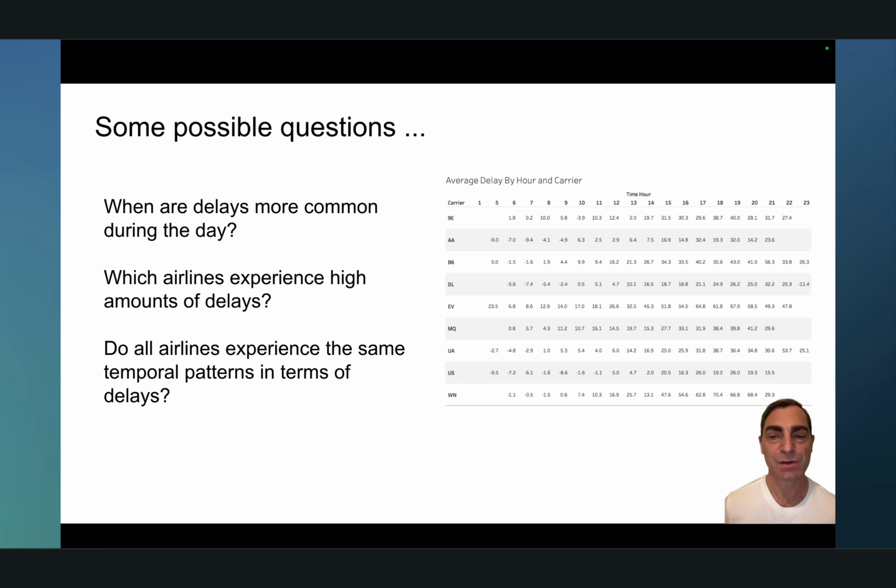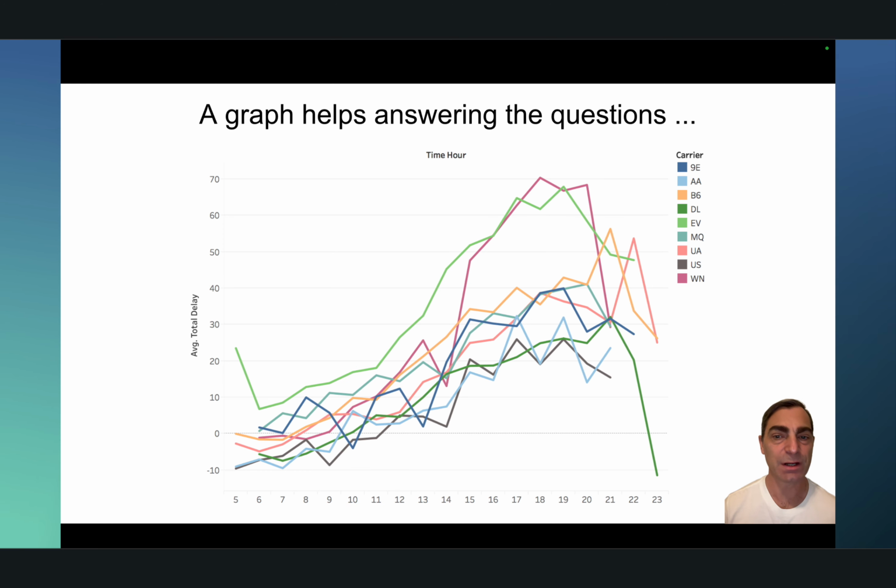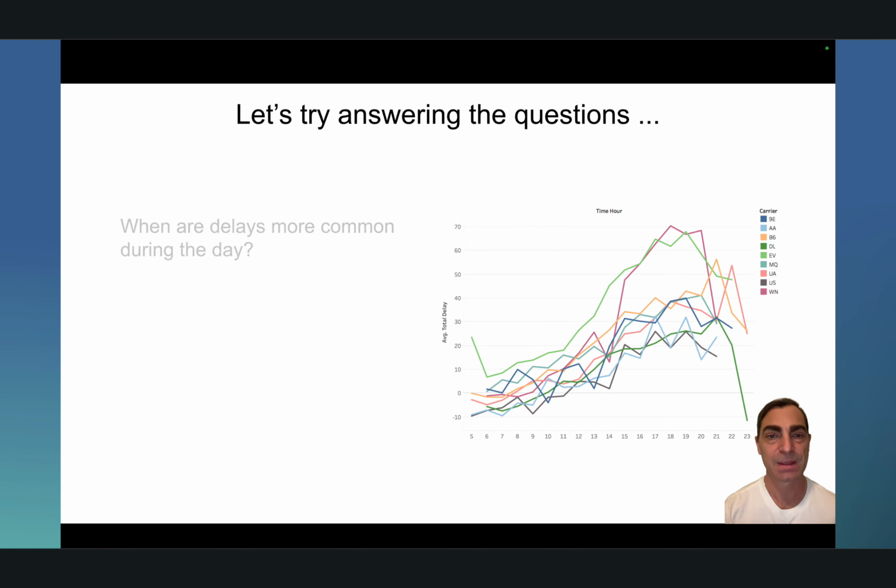One way is to create a visualization like this one, a very simple line chart where every single line represents one carrier, the x-axis represents the hours of the day, the y-axis represents the amount of delay, and now we can answer these questions. So let's go through each of these questions together.